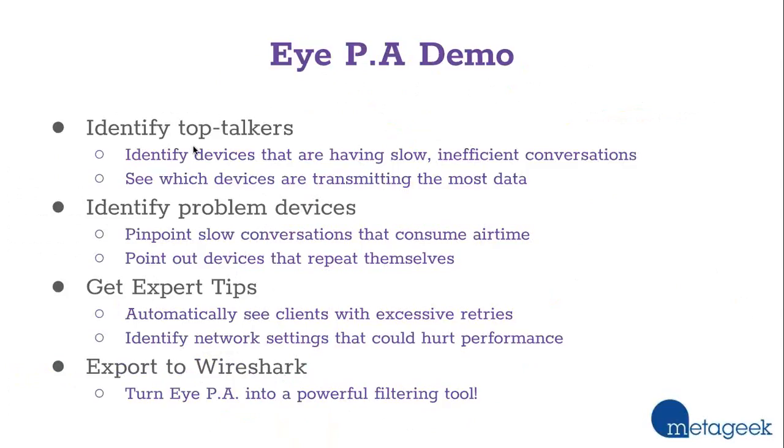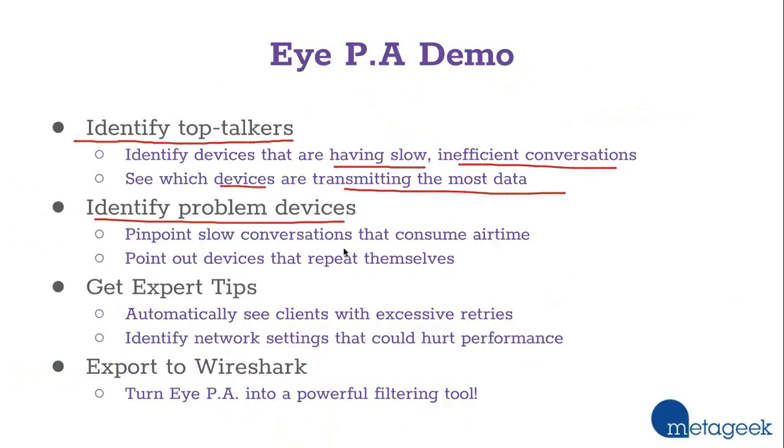And the things I want to show you are some things that IPA is really good at. It's really great at identifying top talkers. It's great at identifying devices that are having slow and inefficient conversations at slow data rates. And you can see what devices are transmitting and receiving the most data. You can also use it to identify problem devices. If there's a slow conversation that's consuming airtime, you can pinpoint that. And it automatically points out devices that repeat themselves constantly to help you see if maybe there's a chipset problem or a signal strength problem or something like that.